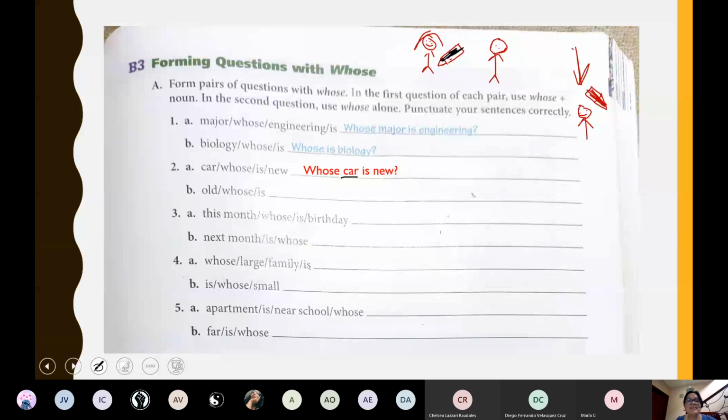Okay. What is the question in B? Oh, whose is?